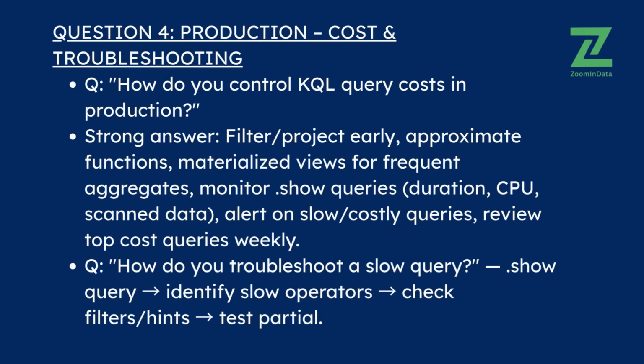Production questions are common. How do you control KQL query costs in production? Strong answer. Filter and project early to minimize scanned data and processed rows. Use approximate functions for high cardinality metrics. Materialized views for frequent aggregates. Shift cost to ingest. Monitor with .show queries. Track duration, CPU, scanned data. Alert on spikes. Review top cost queries weekly. Optimize or replace.